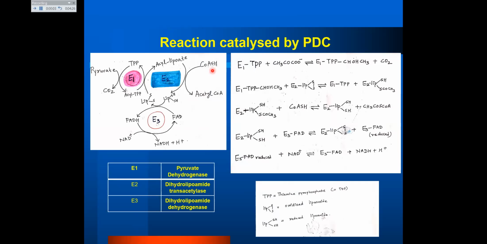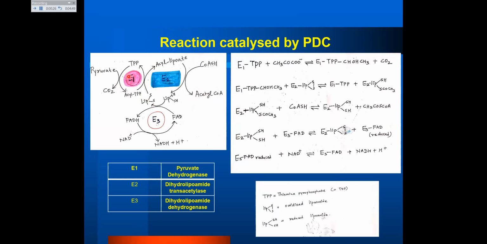So this is a little more detail about the reaction mechanisms catalyzed by PDC. We will see one by one how each of the enzymes is involved in which type of reaction during this process of oxidative decarboxylation.